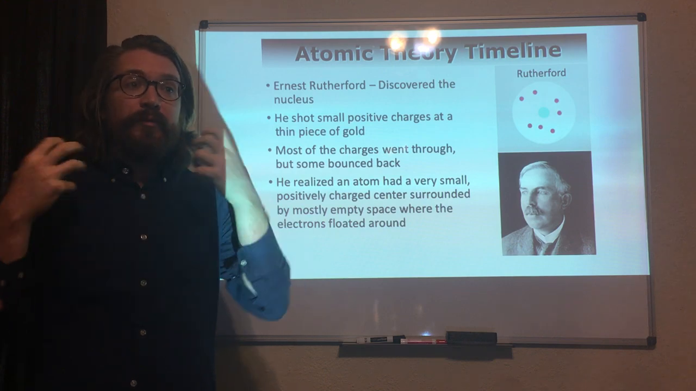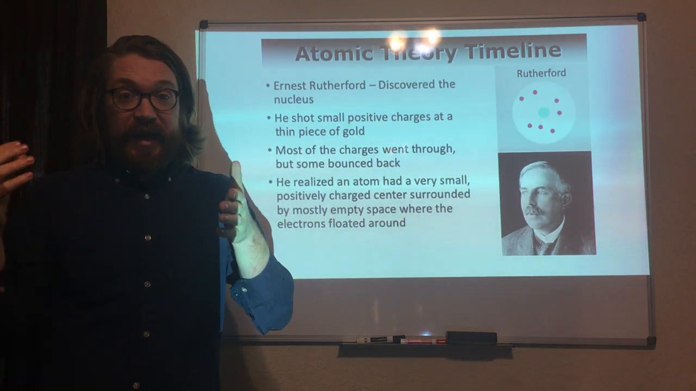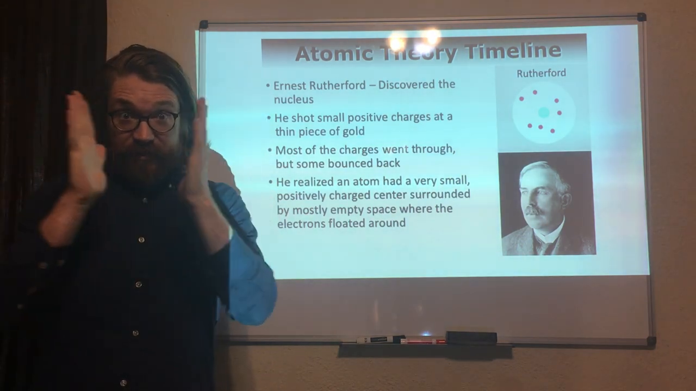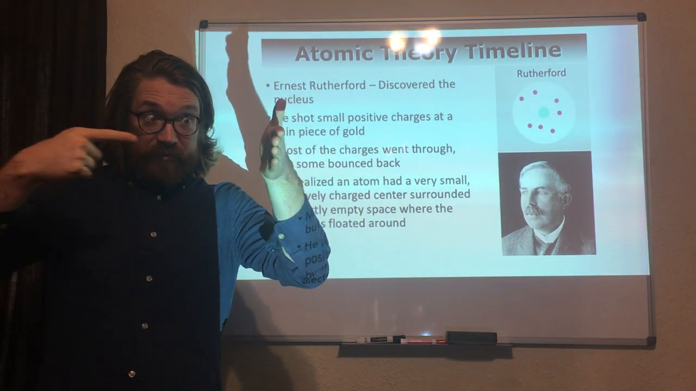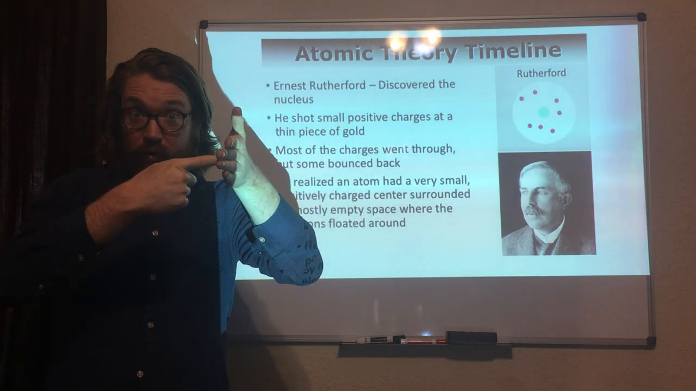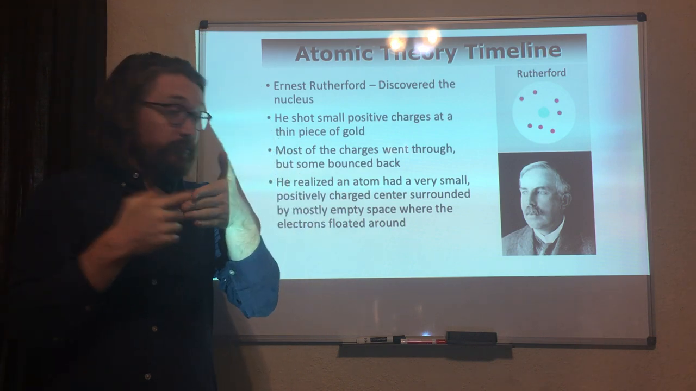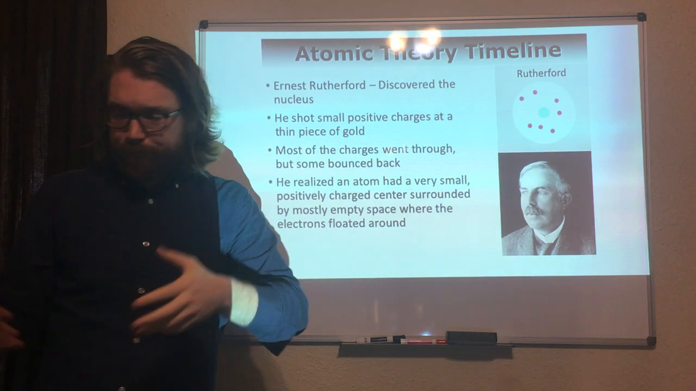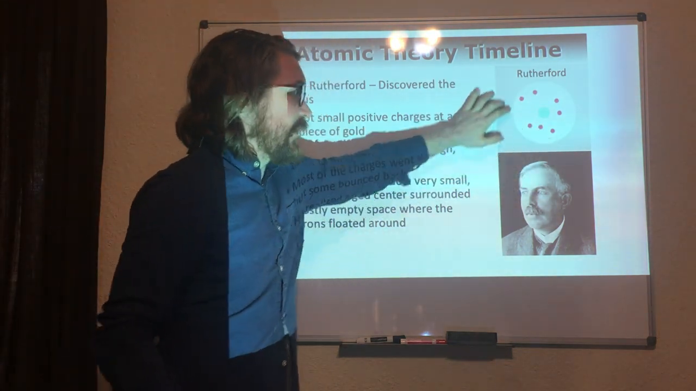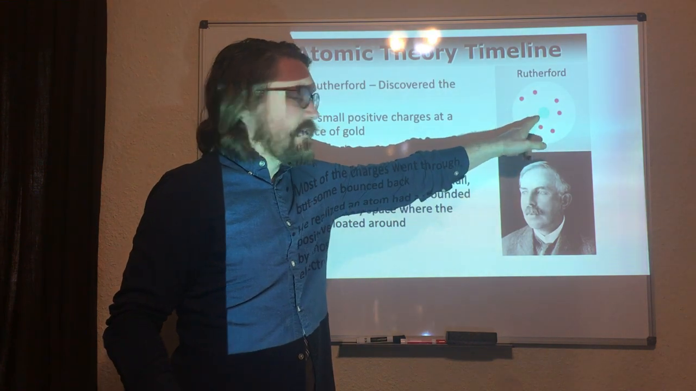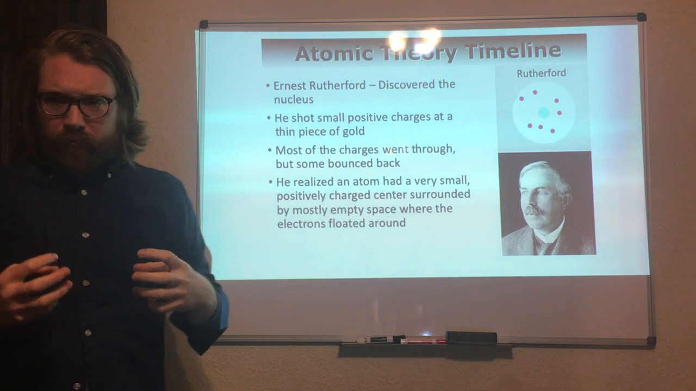And what he realized was that if some of them bounce back, we know that when two positive things come near each other, they push each other away. So if he was shooting positive particles at this gold, and the positive particles were bouncing back, that means they had to be hitting a positive particle, right? So what he realized is that not only were there electrons, but there had to be this positive chunk in the middle of the atom, okay?